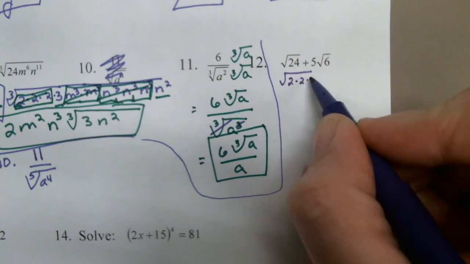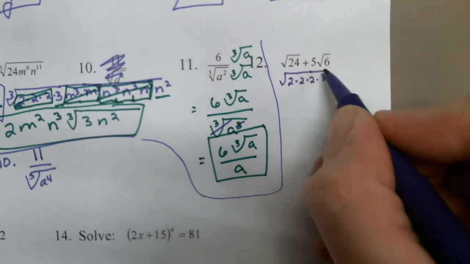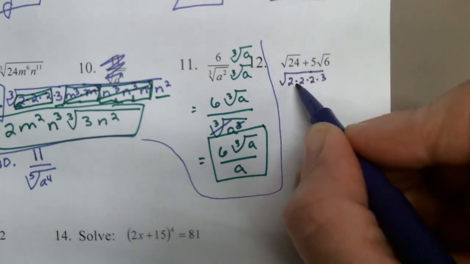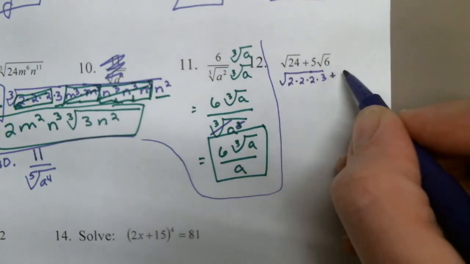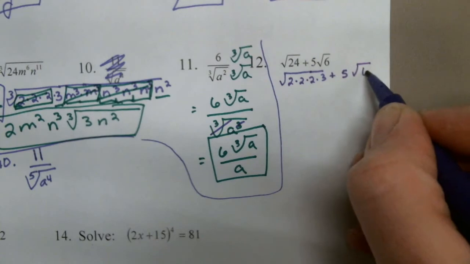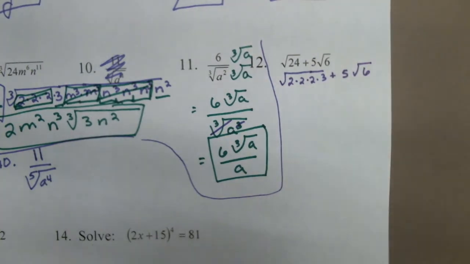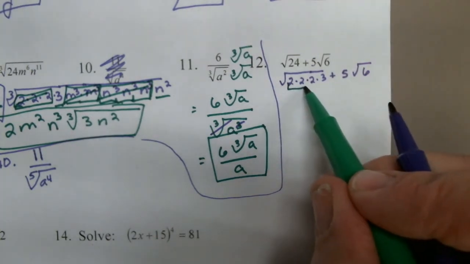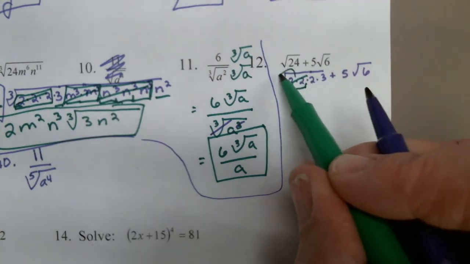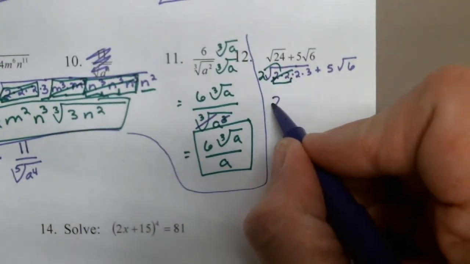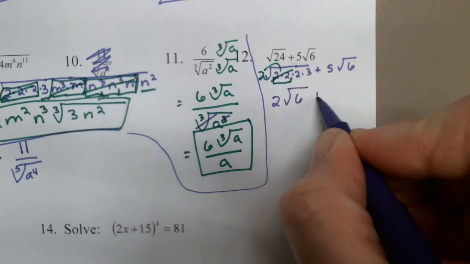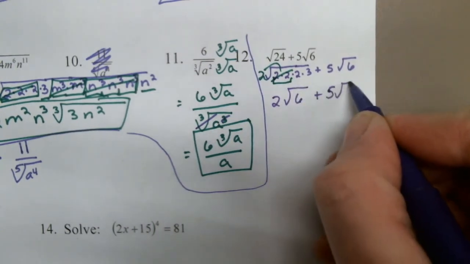24 is 2 times 2 times 2 times 3. So we can take out that pair of 2's, because 2 times 2 is 4 and the square root of 4 is 2. So we'll take that out to simplify the radical. So 2 times 2 times 2 is 4, bringing that out as a 2 in front. So our next step is 2 times the square root of 6 plus 5 times the square root of 6.